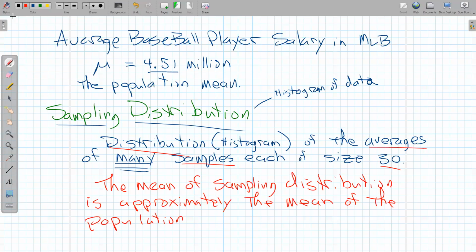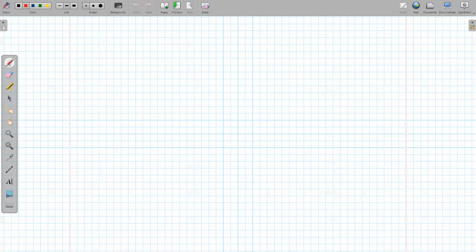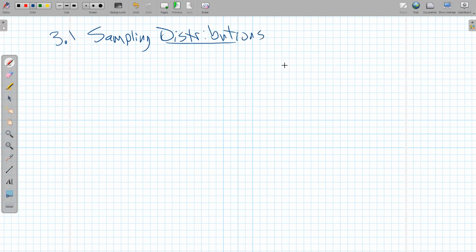So sampling distributions is what we're taking a look at. This is section 3.1. So remember, a distribution is just a graph, a histogram. And what the sampling means is we're looking at many, many, many different samples.